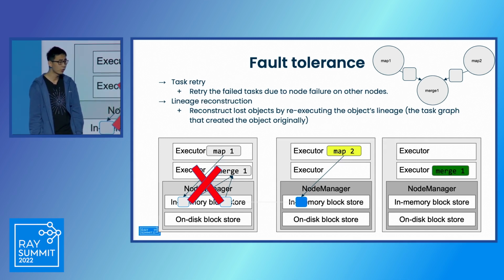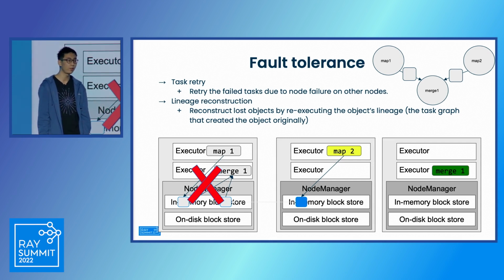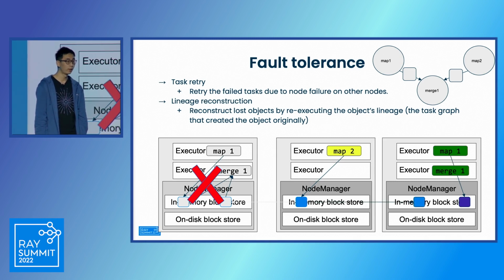In order to run the merge task, we need the output of map task 1 and map task 2. But the output of map task 1 is also lost due to the node failure. So Ray will try to reconstruct the object by rerunning map task 1. And the output of map task 2 is still available in the cluster, so all we need to do is just copy it over. And after that, the merge task is ready to run again.